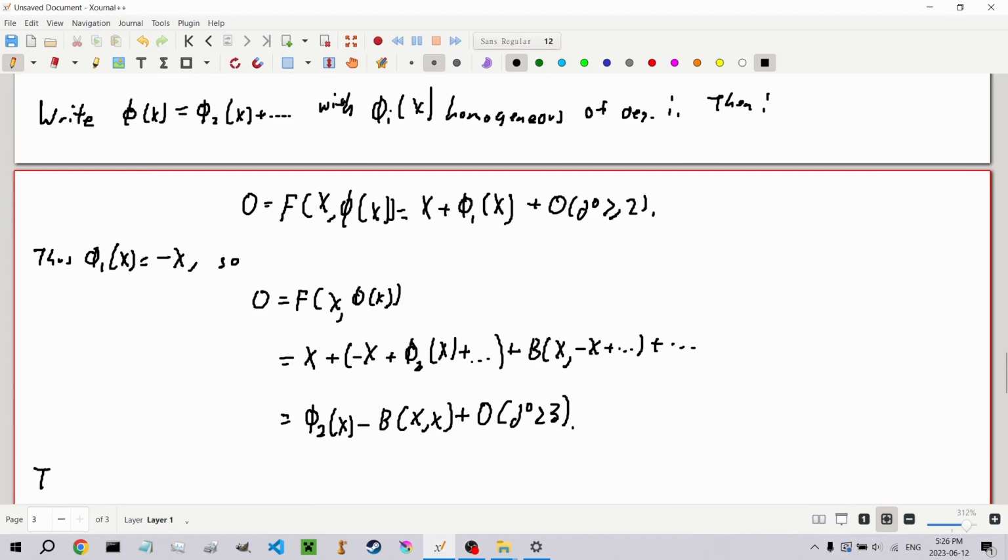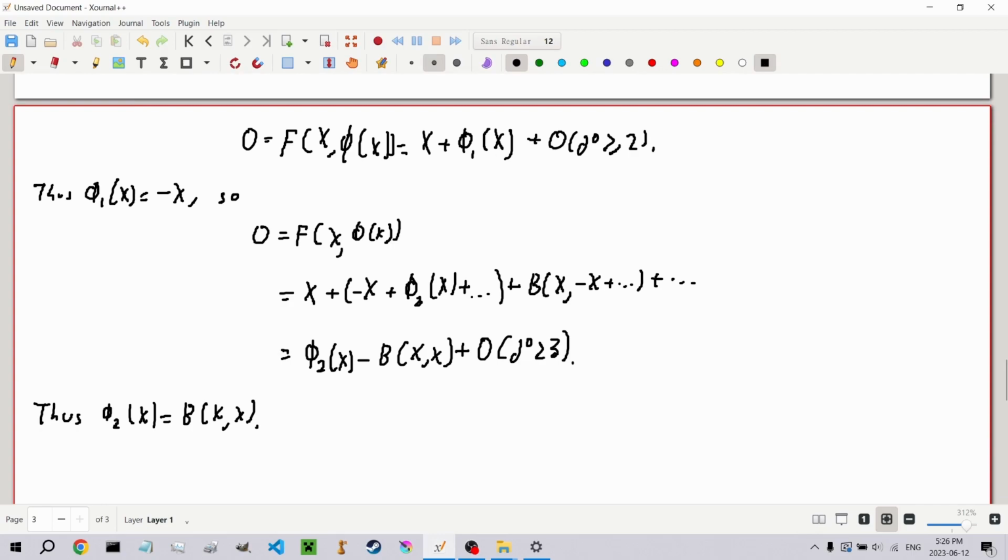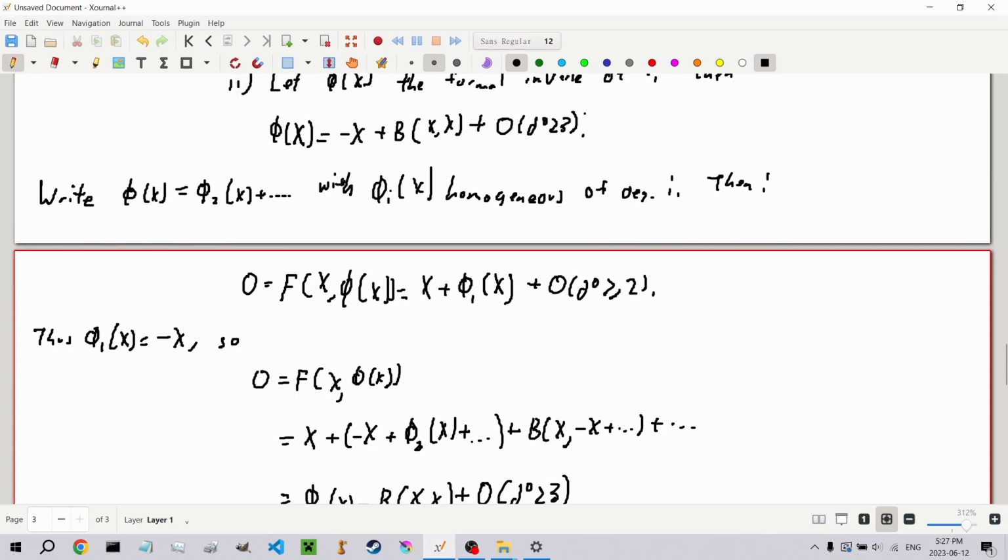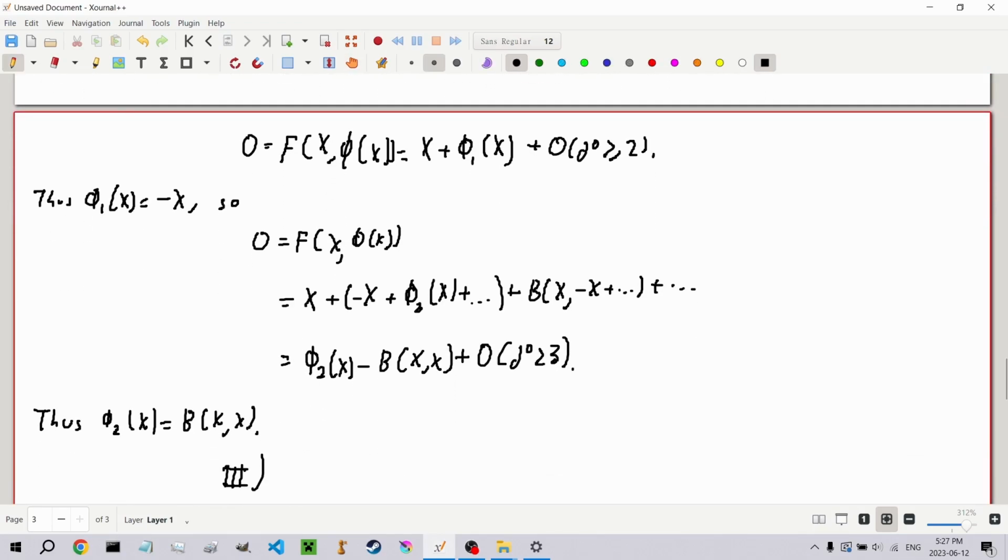As before, these are only 2 terms of this homogeneous degree, so they have to cancel out. So phi 2 of x must be equal to b of x and x. Alright. Also, one quick note, I'm guessing this phi equals phi 2, this might be phi 1, maybe I'm just missing something there, but anyways.